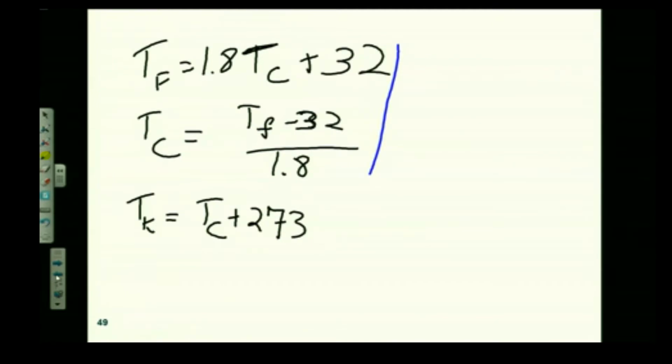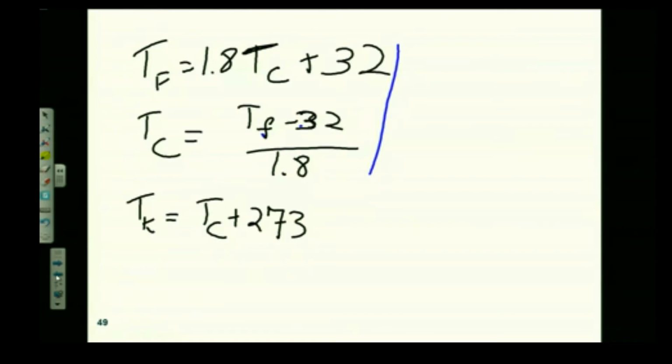If I give you temperature in Celsius and you want to go to Fahrenheit, you put the Celsius temperature right here, multiply by 1.8, then add 32. If I give it to you in Fahrenheit and you want to go to Celsius, you put it right here, subtract 32, divide by 1.8.